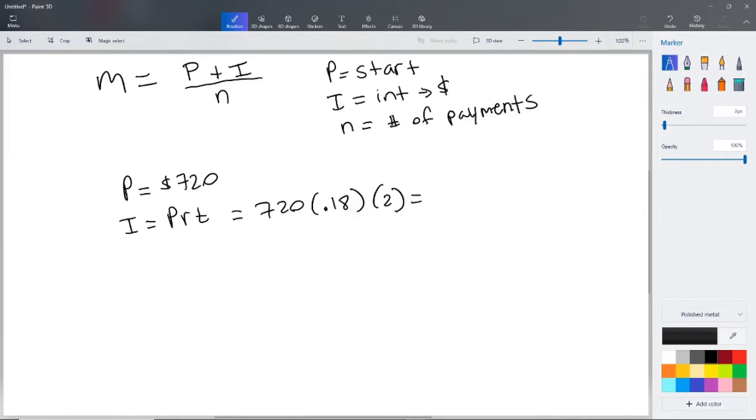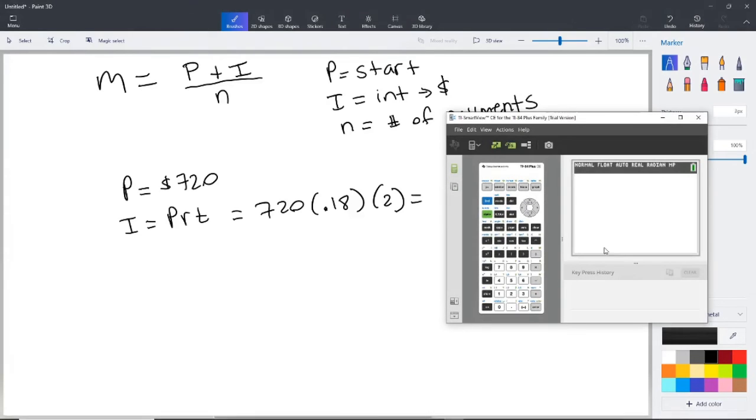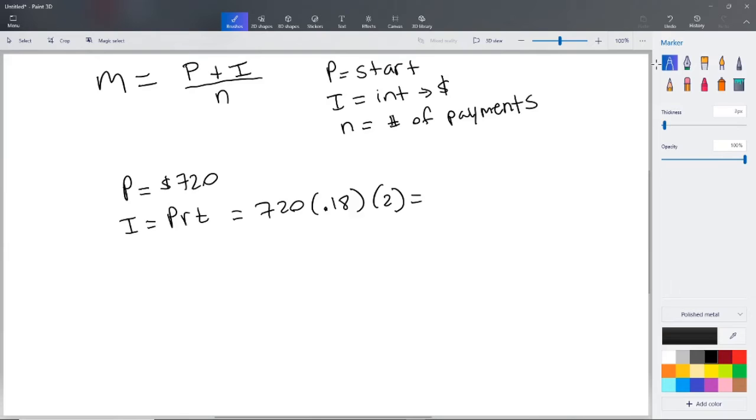Let's go ahead and bring our calculator up so we can figure out the answer here. All right, so now let's put our information into the calculator. I like to work right to left actually on these problems because it gets us in good habits for future sections. So we're going to take 2 times 0.18 times 720. And it tells us that the interest is going to be $259.20. So let's put that on here.